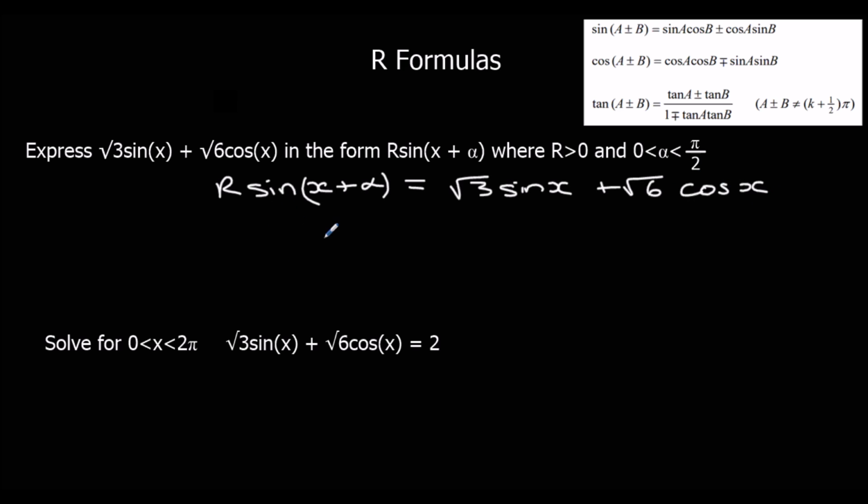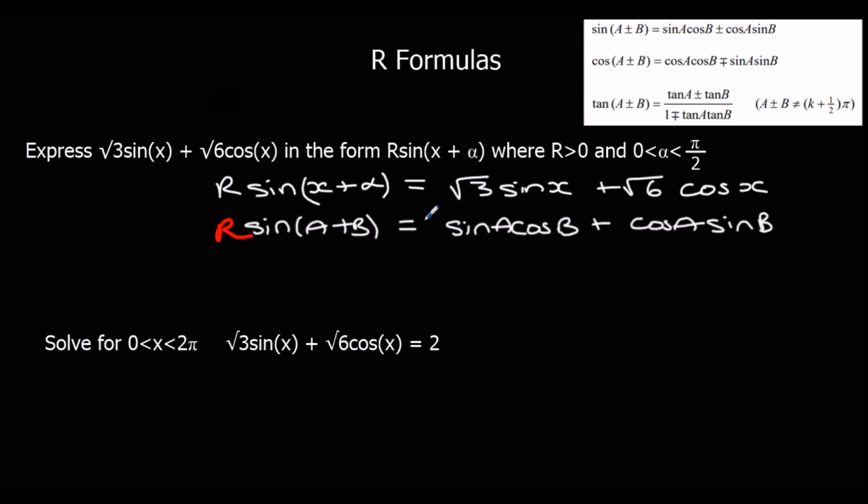So we're using the sine plus formula. Sine A plus B is sine A cos B plus cos A sine B. We're going to multiply through by r, and we're going to change A to x and B to alpha. So the left side equals the left side now, and we can compare the right side.